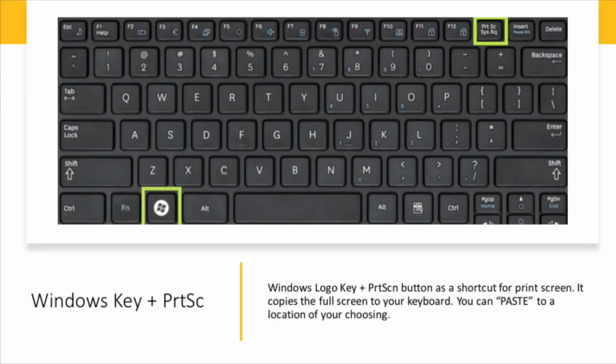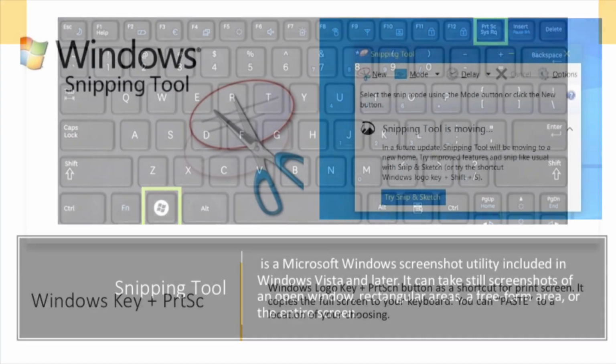According to Windows, the Windows logo key plus Print Screen, or the PRTSCN button, captures an image of your entire screen and copies it to the clipboard in your computer's memory. It is a shortcut for Print Screen. You can then paste (Ctrl+V) the image into a document, email message, or other file.